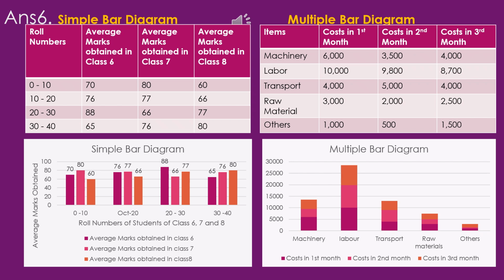So in this way we do the simple bar diagram. We have represented the simple bar diagram where the 3 bars represent the 3 average marks of students obtained in class 6, 7 and 8.